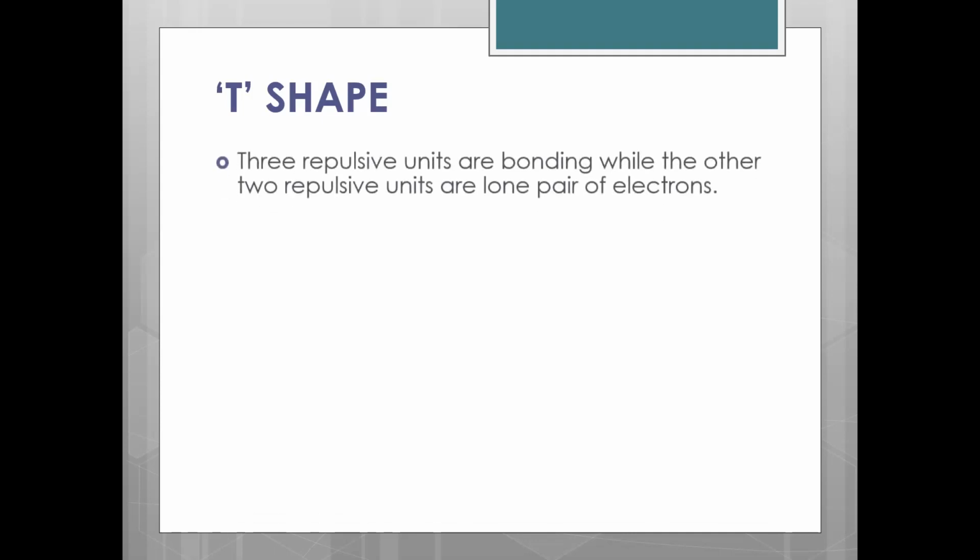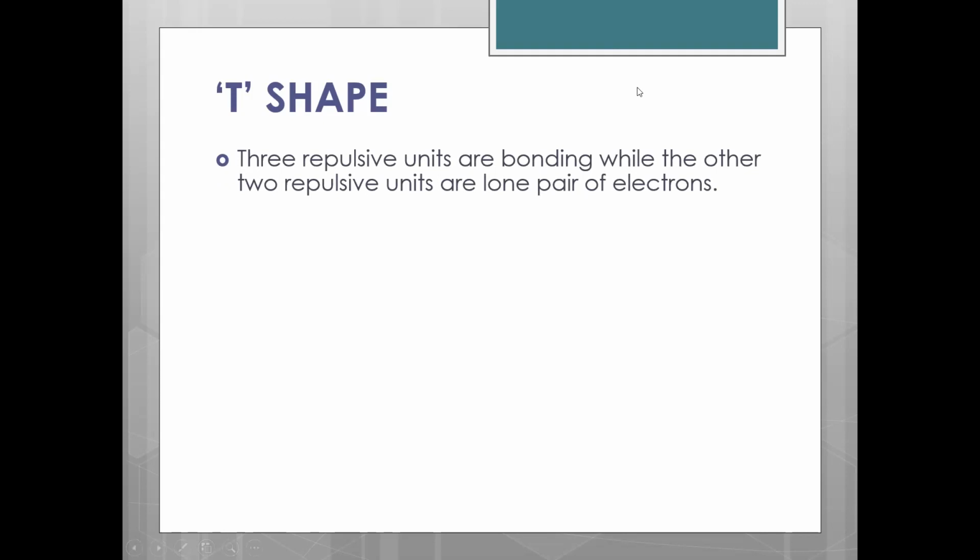When you speak about the T-shape, there should be 3 repulsive units bonding, while the other 2 repulsive units are lone pairs of electrons. So simply, for your understanding, you can write this as: here you have 3 bonding electron pairs plus 2 lone pairs. So altogether, 5 VSEPR units, that's all. The concept is the same.